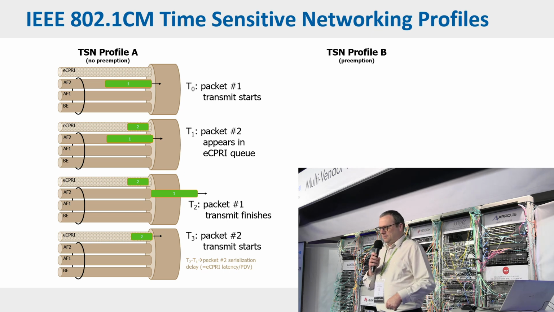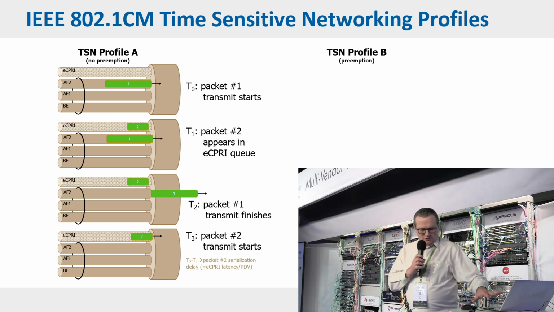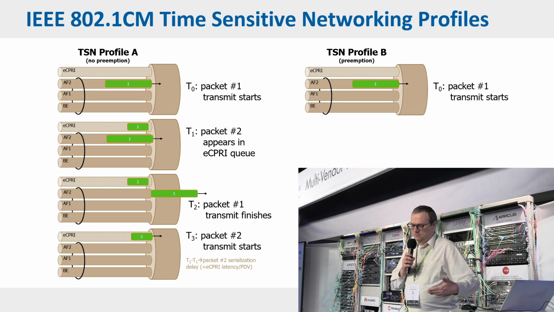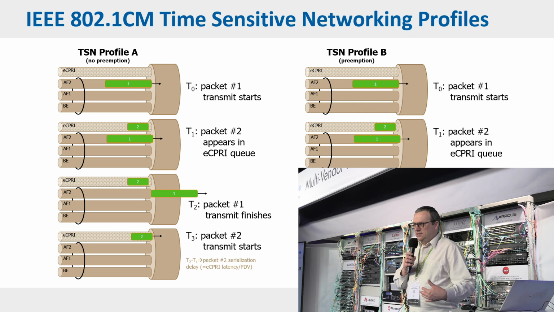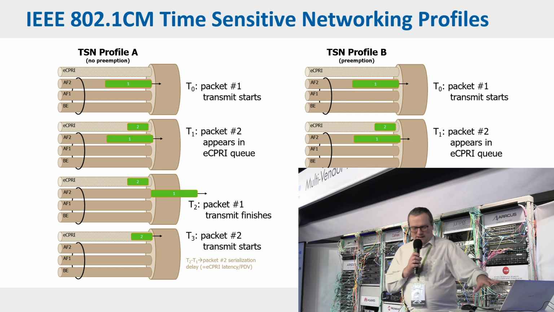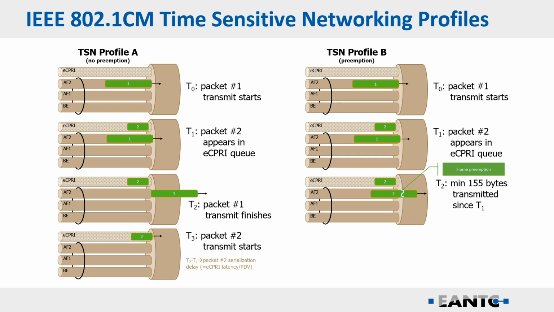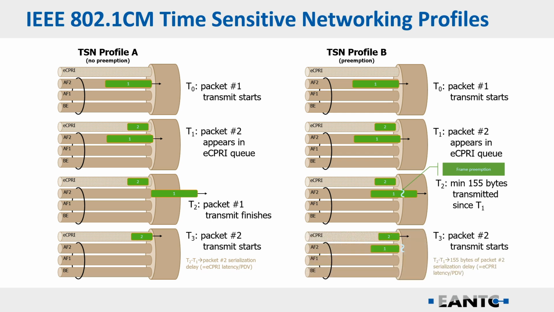Then the second profile, TSN profile B, is using preemption. So what does it mean? Again, we started to send some packet in queue number 2, which is not the prioritized queue. Then we receive some packet in the eCPRI queue, which should be prioritized. In profile B, we are able to preempt the sending of the first packet, yes? So we send a little bit of this packet, but the rest of the packet we stop sending. In the meantime, we send packet number 2, this is the eCPRI packet, and after we finish sending the eCPRI packet, we continue sending the previous packet. So profile B is better from the latency, jitter, and so on, because we can preempt the packet.